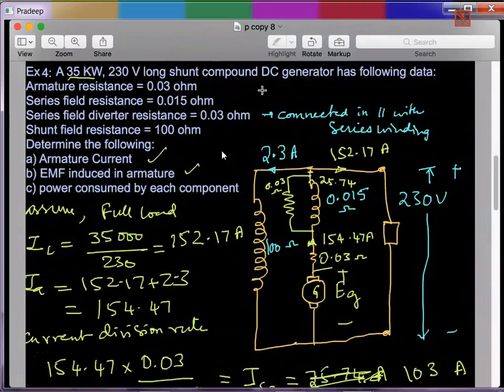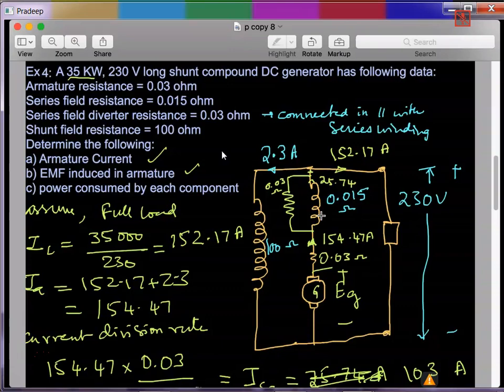Long shunt compound generator is considered with a diverter resistance. So this diverting resistance is connected in series with the series field. So again, it is a combination of knowing the connections of DC machine and applying your DC circuit solutions, like solving using Kirchhoff's current law and voltage law. So simply using your knowledge of circuits, you can actually solve the DC machine.